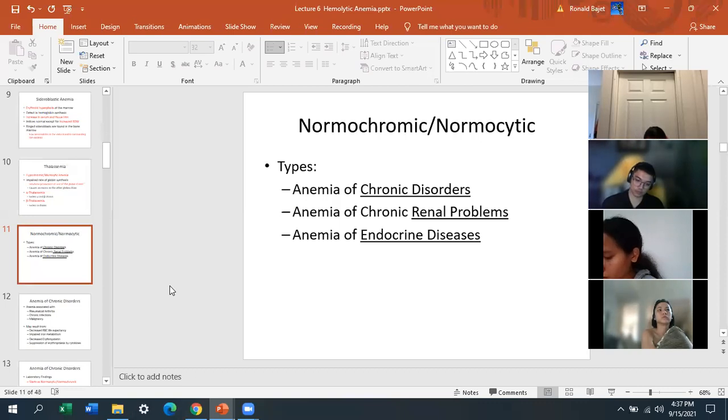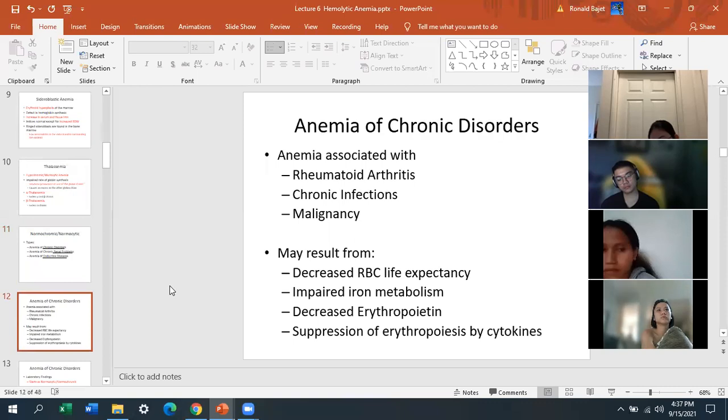The problem with these conditions is that hematologically, they start off as normochromic normocytic, but they will evolve into a hypochromic microcytic type of anemia as the disease progresses. Okay, so the chronic disorders, you've got rheumatoid arthritis, chronic infections, malignancies. These conditions can also decrease RBC life expectancy, which you all know is 120 days. If you have these chronic conditions, then it can shorten that to maybe 100 or 90 days.